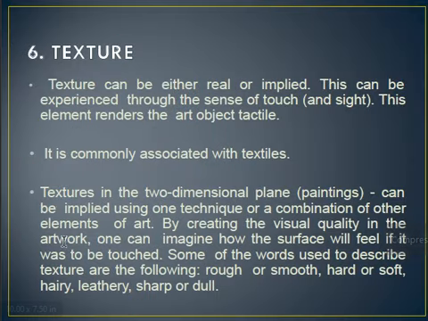Next element is texture. It can be real or implied. Real is the actual texture of an object or art, implied if it is in a painting or photography. It can also be associated with textiles. We can see different textures here. These are the words you use to describe them: rough or smooth, hard or soft, hairy, leathery, sharp, or dull, etc.